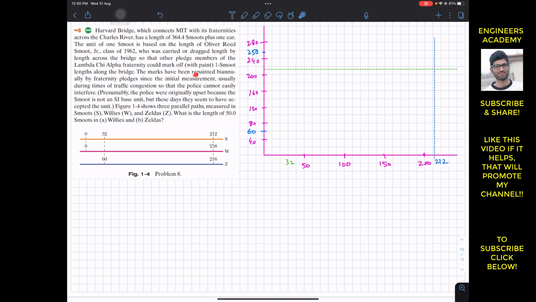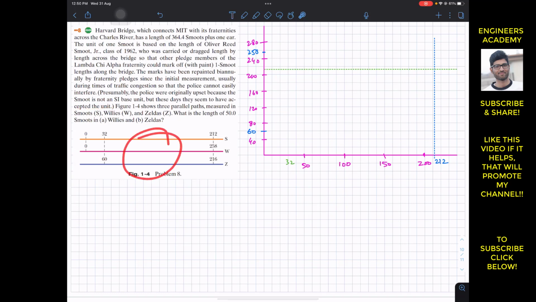The marks have been repainted biannually by fraternity pledges since the initial measurement, usually during times of traffic congestion so that the police cannot easily interfere. Presumably the police were originally upset because the Smoot is not an SI based unit, but these days they seem to have accepted the unit.